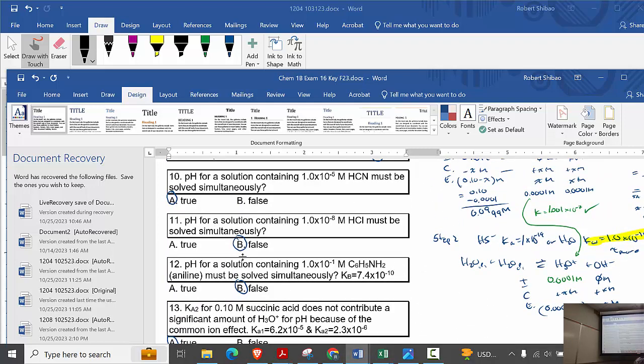So anyway, I'm going to fix the number 8 and number 17. Were there any other questions on this?